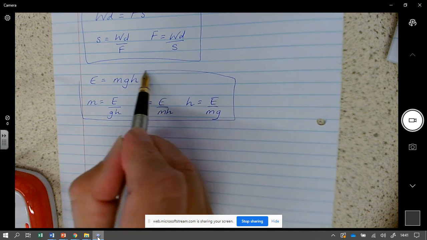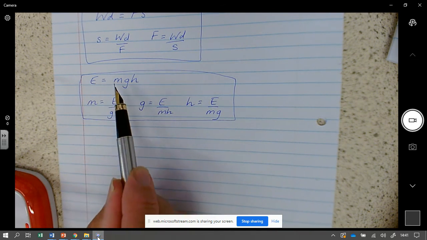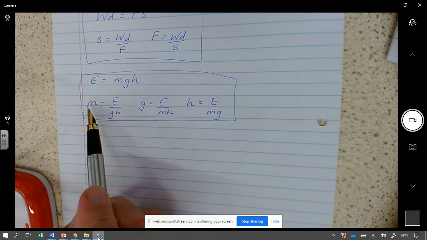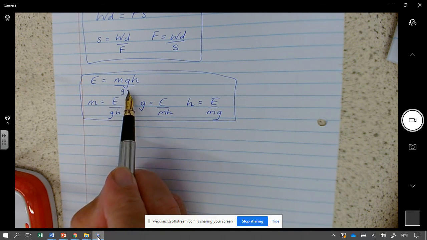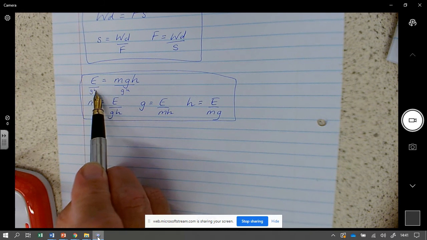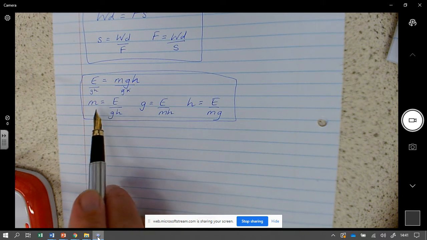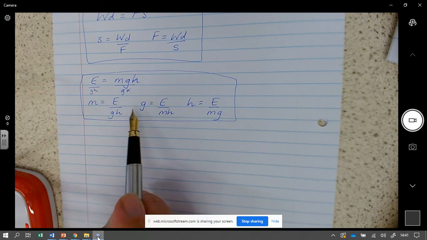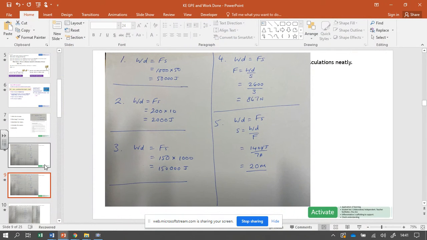Very simple rearranging. Now you should be doing this in maths. Essentially, to get m on its own, in this case, I divided that by gh, and I divided that by gh, and that cancels with that and that. You get the idea? Have a think about it if not, but these are your 3 rearrangements of that formula. So without further ado, you can have a go at those questions.